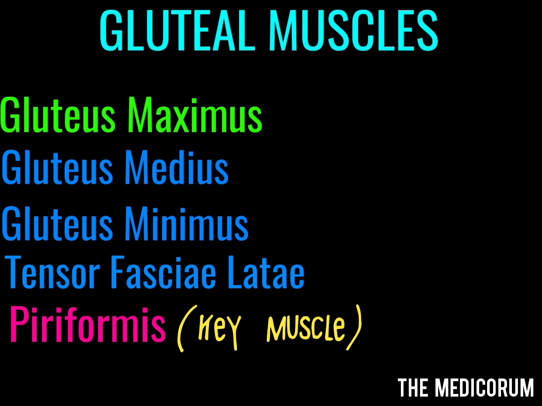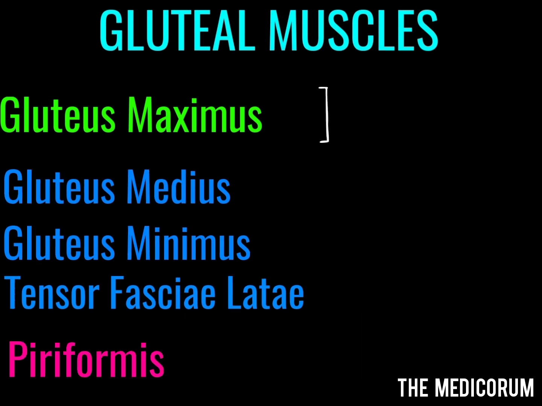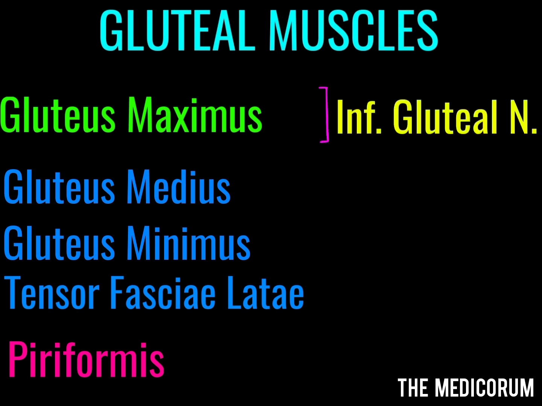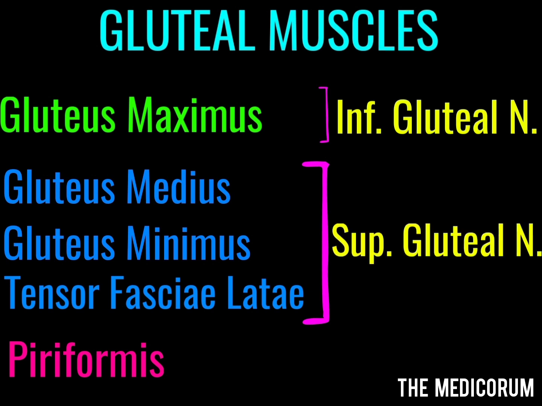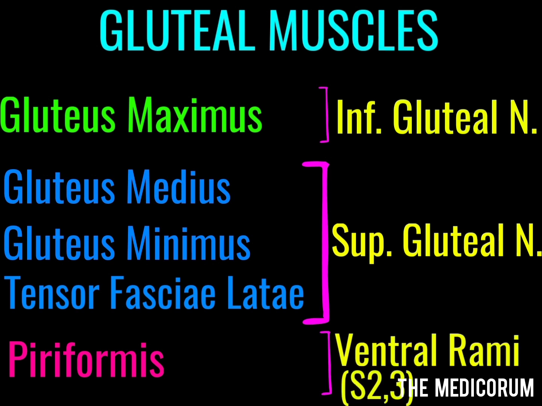Seeing the nerve supply, gluteus maximus is innervated by the inferior gluteal nerve, whereas gluteus medius, gluteus minimus, and tensor fascia lata, all of these three muscles are innervated by one nerve, that is the superior gluteal nerve. The piriformis, which is the key muscle, has a different nerve supply, that is the ventral rami of S2 and S3.